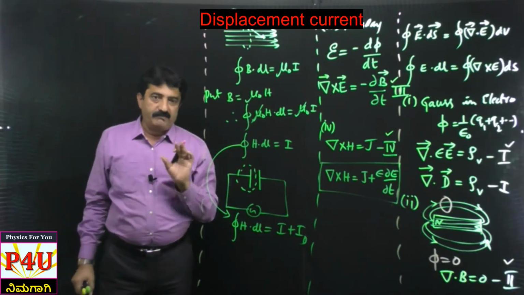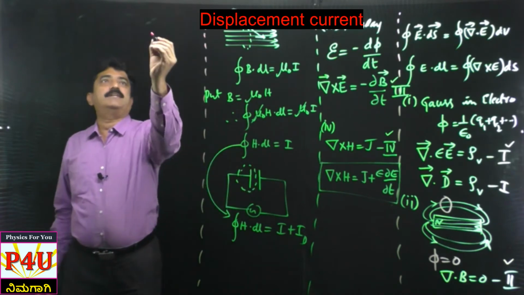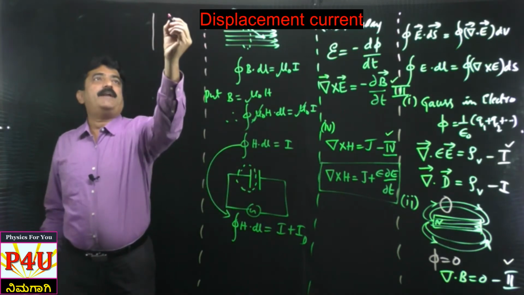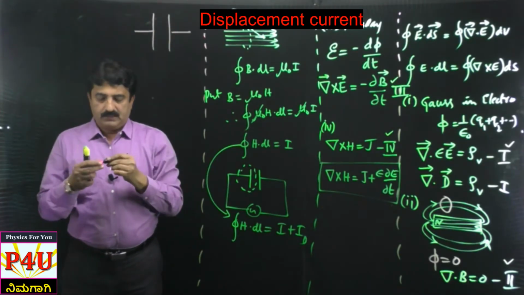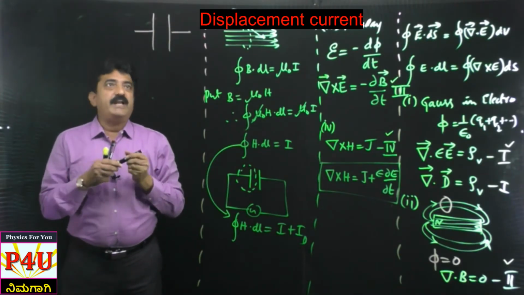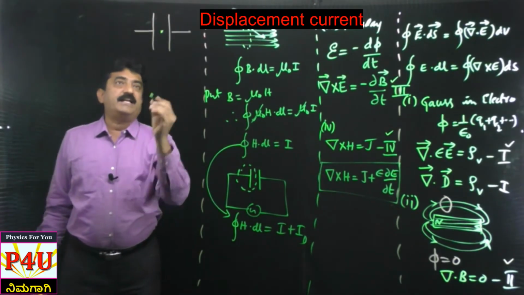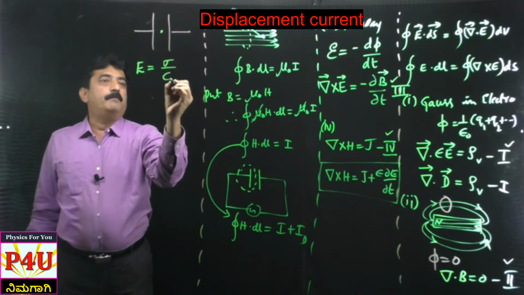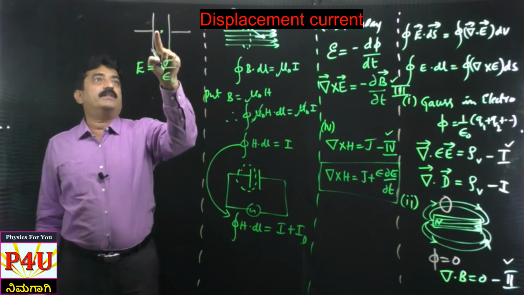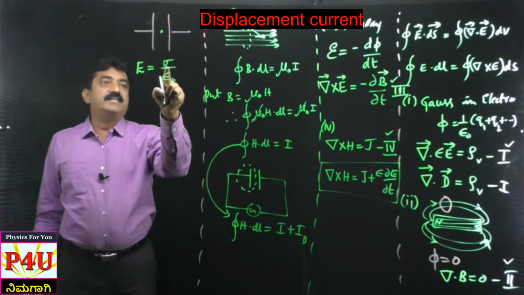Well, I take up the derivation part. The derivation goes like this. Same parallel plate capacitor. I have 2 plates separated by some distance, and connected to an AC source, of course. In PU, you already studied the electric field existing between the 2 plates. What is the electric field between the 2 plates? We know it is nothing but sigma divided by epsilon naught, assuming that there is no dielectric medium, only free space. What is sigma here?